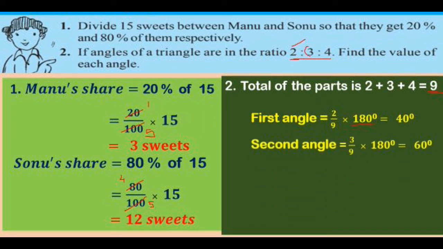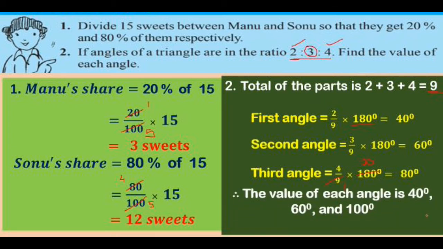Second angle is 3 out of 9 multiplied by 180. So it is 60 degree angle. Third angle, 4 out of 9 multiplied by 180. So we get 9 twos are 18 and 4 twos are 8, that is 80 degree. So the value of each angle is 40 degree, 60 degree and 80 degree.